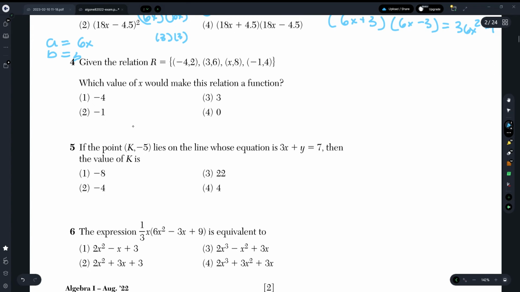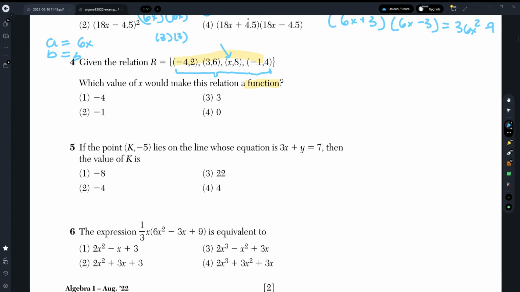Moving on to number 4, given relation r is equal to negative 4 comma 2, so on and so forth, which of the following would make this relation a function? Okay, so what they're giving you here is a set of ordered pairs, or coordinates, and they're asking what x value would make this a function, right? What x value would this have to be for this to be considered an actual function?